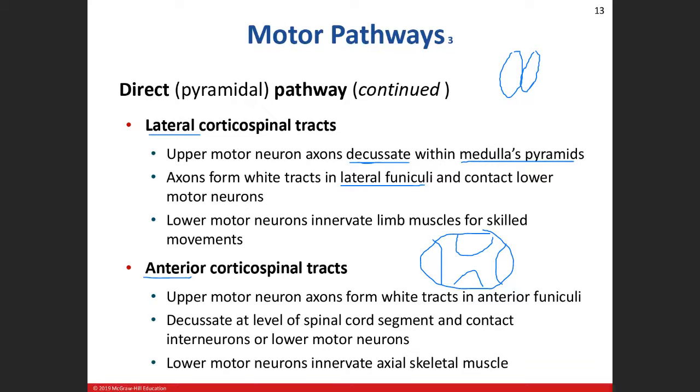All right, this was the posterior funiculi. This is the lateral funiculi, here and here. Okay, this is supposed to be the spinal cord, by the way. I know it's a horrible drawing. I apologize.